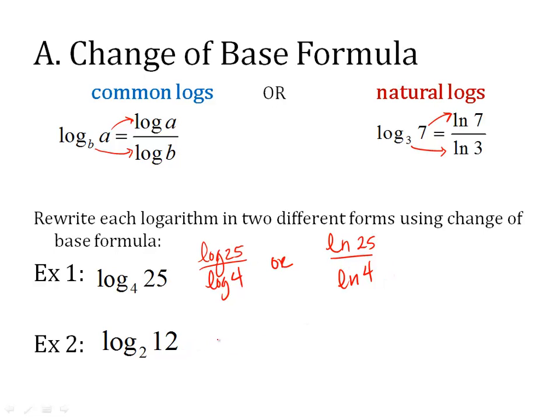Example 2, same idea. Log of 12 over the log of 2. Or with natural logs, the natural log of 12 divided by the natural log of 2. Okay, that's all you got to do. That's what the change of base formula means. You can use common logs or natural logs.